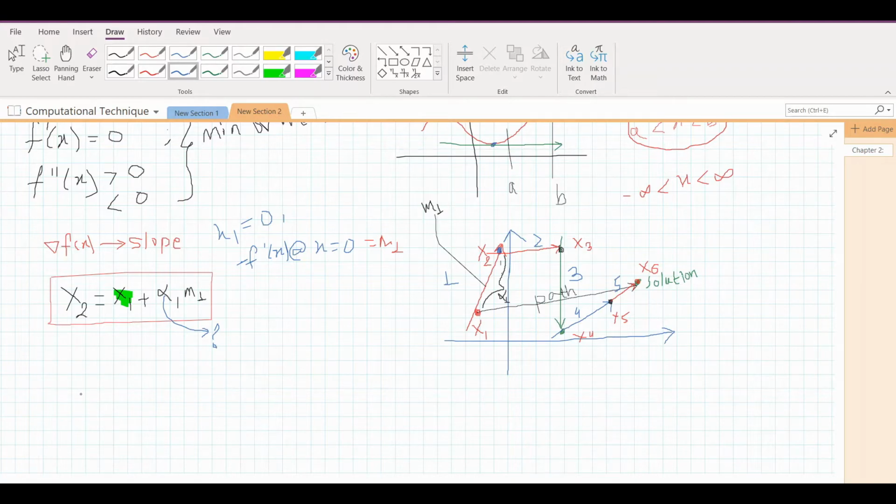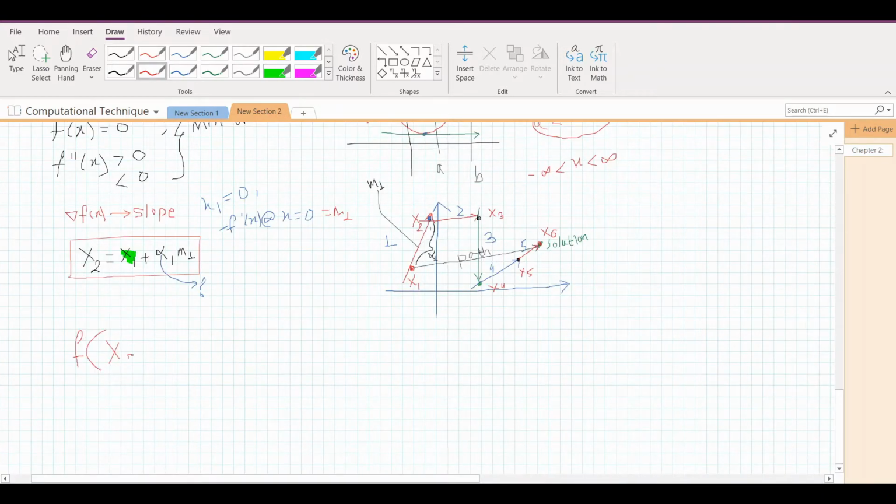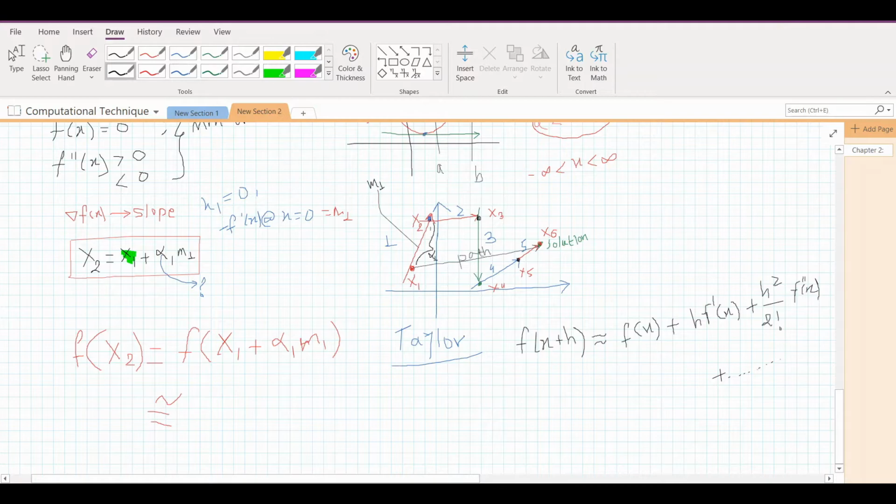If I write f(x2) equals function of x1 plus alpha 1 m1, then I can use the Taylor series to expand this. I believe you have studied the Taylor series in your previous years. This will generally be in matrix form.